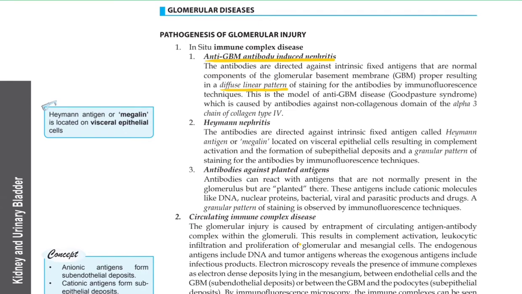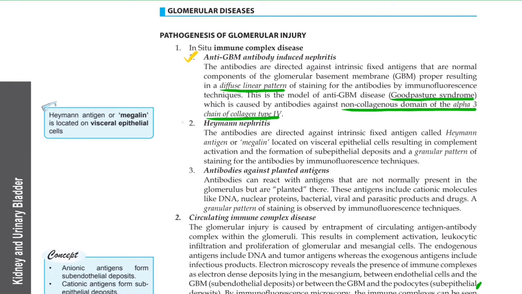Anti-GBM means glomerular basement membrane, which is Goodpasture syndrome, which is caused by antibodies against the non-collagenous domain of the alpha-3 chain of type 4 collagen. So antibodies are formed against the non-collagenous domain of the alpha-3 chain of collagen type 4. So this is Goodpasture syndrome.